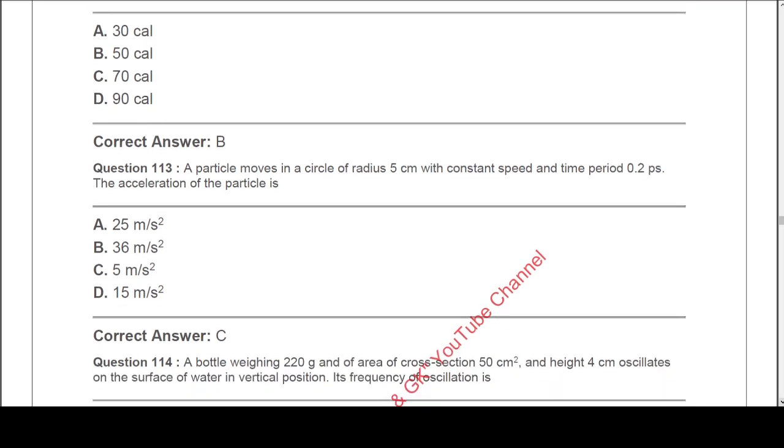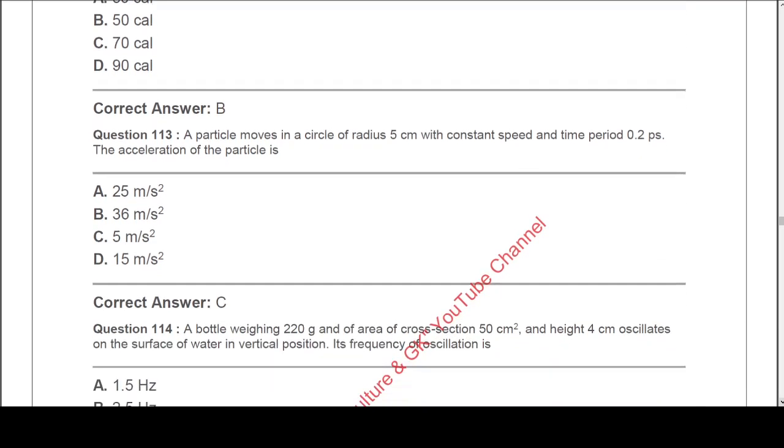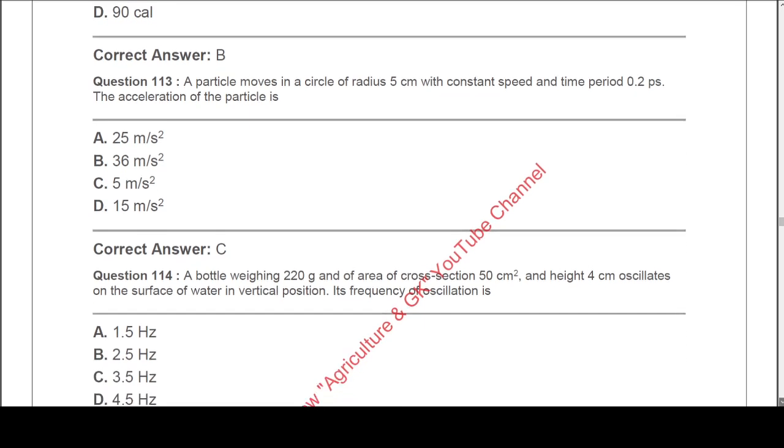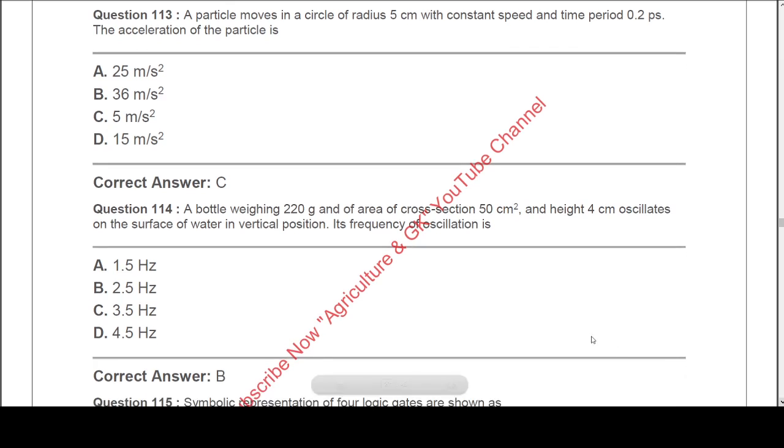A particle moves in a circle of radius 5 cm with a constant speed and time period is 0.2 pi second. The acceleration of the particle is option C, that is 5 meter per second square. A bottle weighing 200 grams, area of cross section 50 cm square and the height is 4 cm, oscillates on the surface of water in a vertical position. Its frequency of oscillation is option B, 2.5 Hertz.